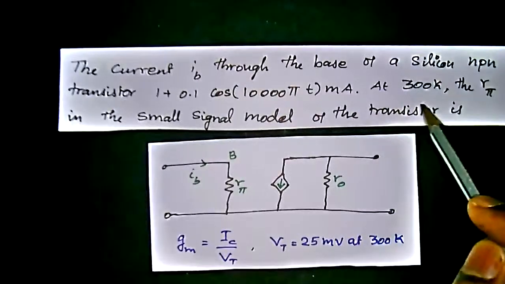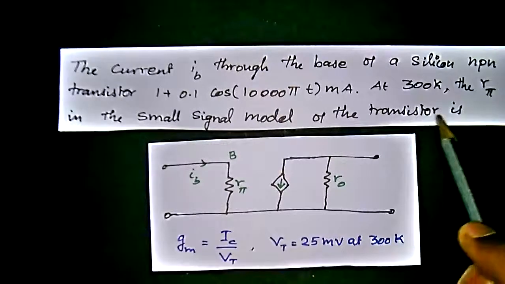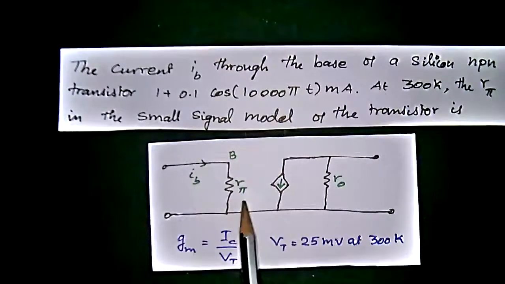milliamps. At 300 Kelvin, what is the R pi in the small signal model of the transistor? The small signal model of an NPN transistor will look like this. The thing is that they gave the IB value, and we have to find the R pi value from the current here. Because we already eliminated a lot of unwanted and redundant terms in the small signal model, we have to go for the exact result of that.